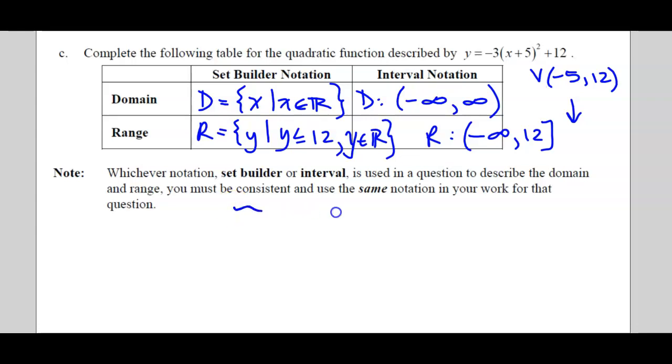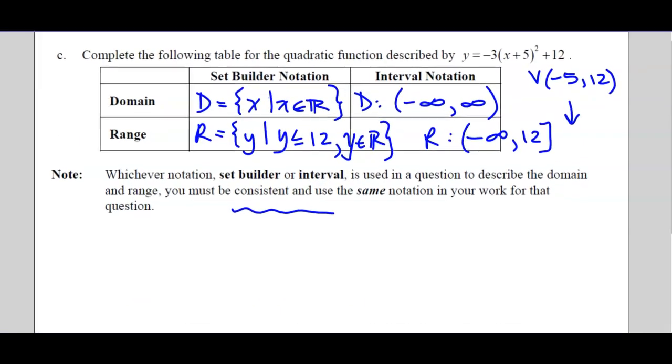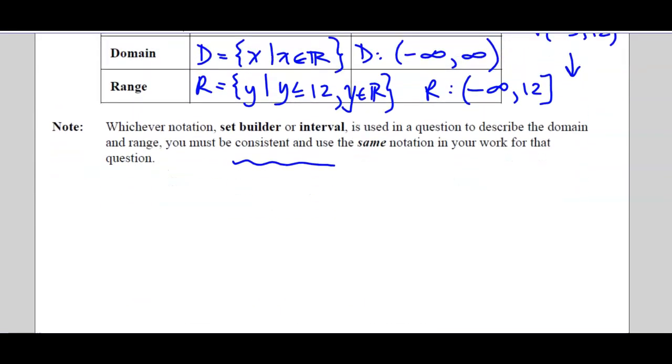So this is just to remember. So if a question gives you the domain in set builder and asks you for the range, then you need to give the range in set builder. If it gives you it in interval, then you give it in interval. Okay. So just to be consistent, can't do domain in set builder and range in interval, unless maybe you're asked for that. But you want to be consistent. Okay, so that is the end of the review.